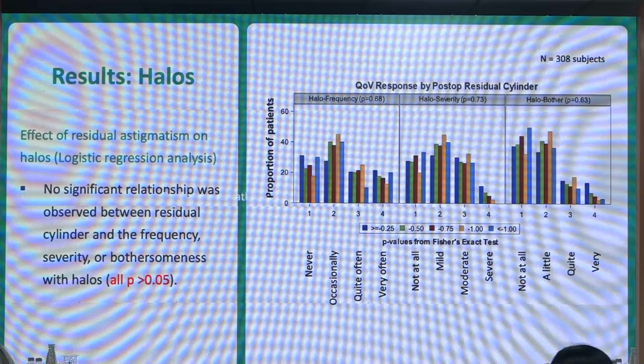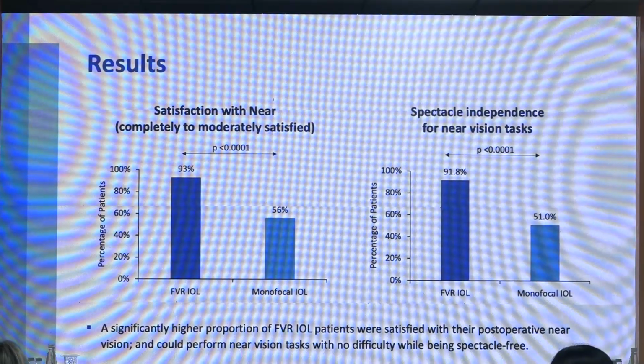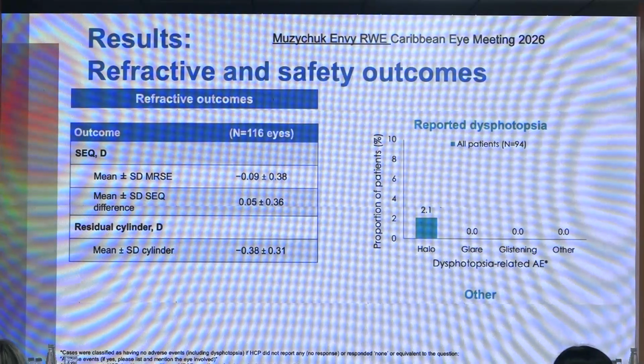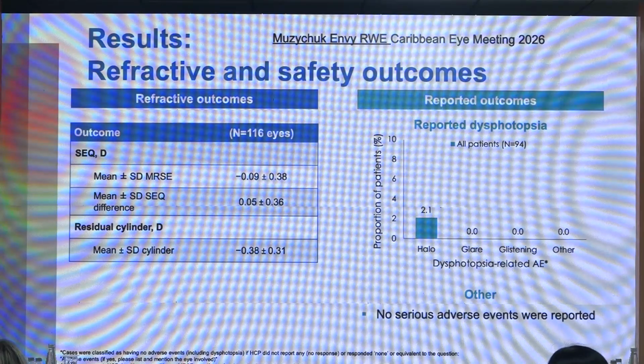Unsurprisingly, the full visual range IOL massively outperformed in satisfaction with near vision and spectacle independence. This is from the Caribbean Eye Meeting. We presented this last month. This is from the real world study, so we're collecting data post-market. And as you can see, only 2.1% of patients reported any dysphotopsia with Envista Envy. This is because this is a non-directed questionnaire. It's underreported, but patients in the real world really don't complain of these things.